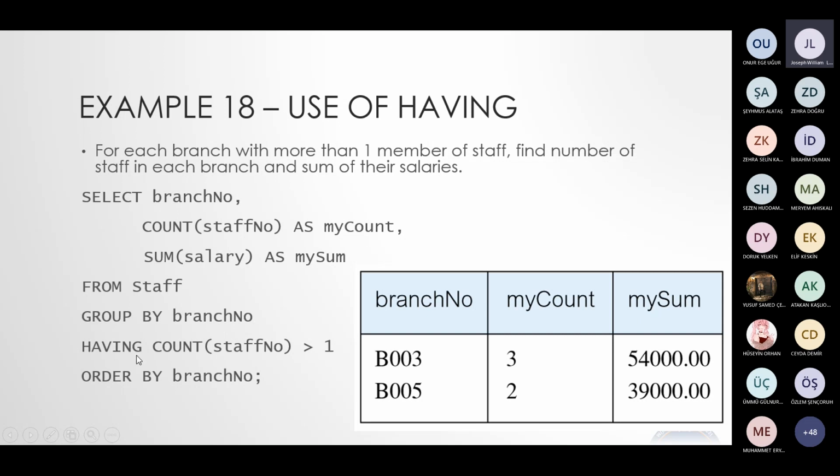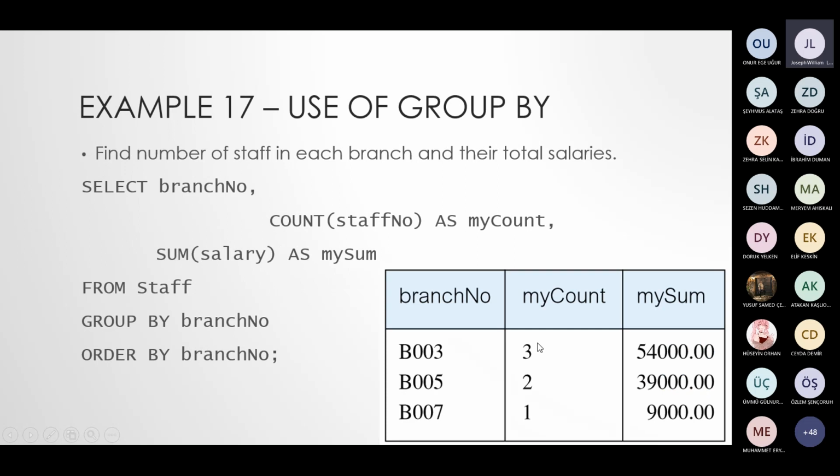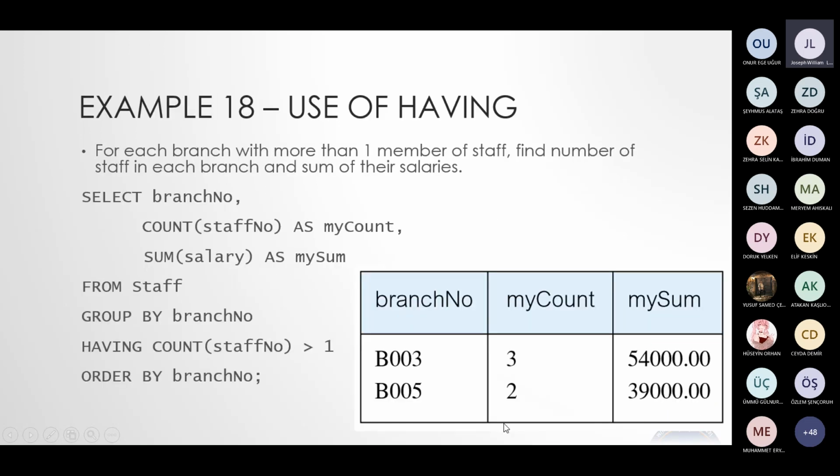But this special HAVING works similar to a WHERE, but it works after the GROUP BY has occurred. Okay, so we're saying I only want to see where the branch has more than one employee. Notice the difference between this and the previous result. This gave me all of them, 54,000, 39,000, 9,000. Now notice that last result is not there anymore, right?